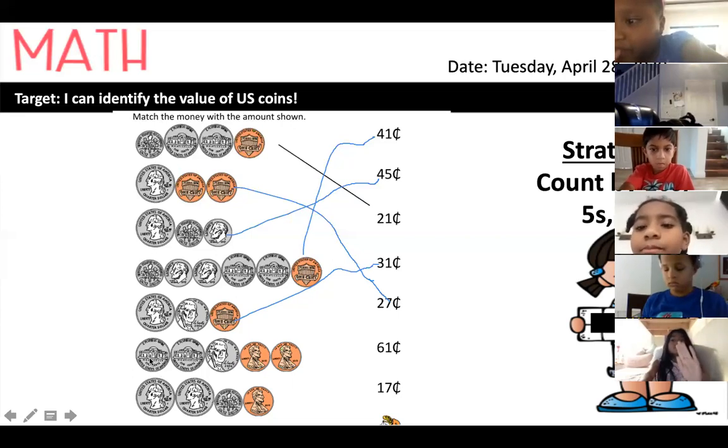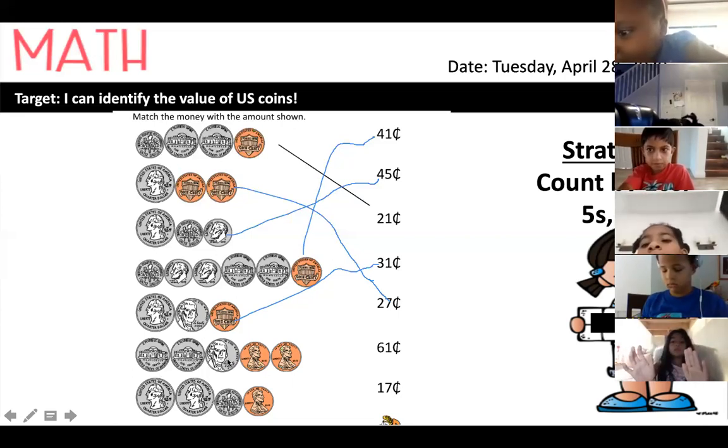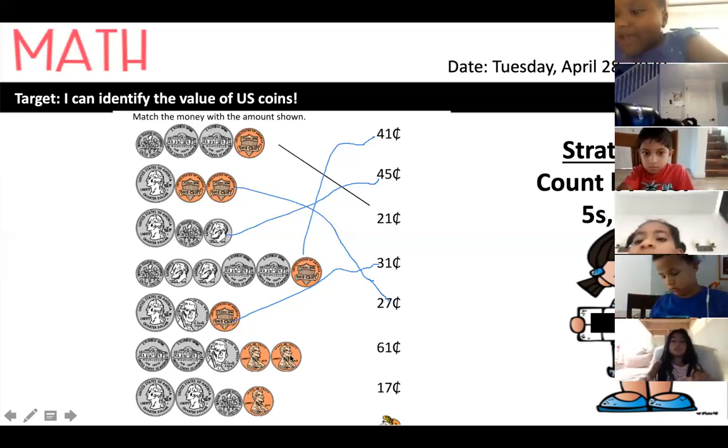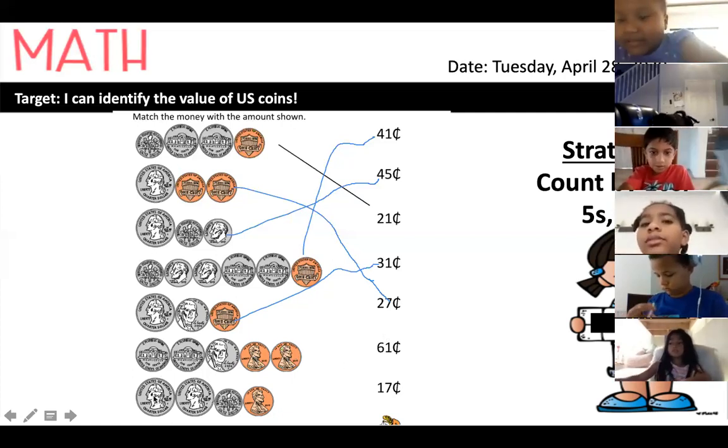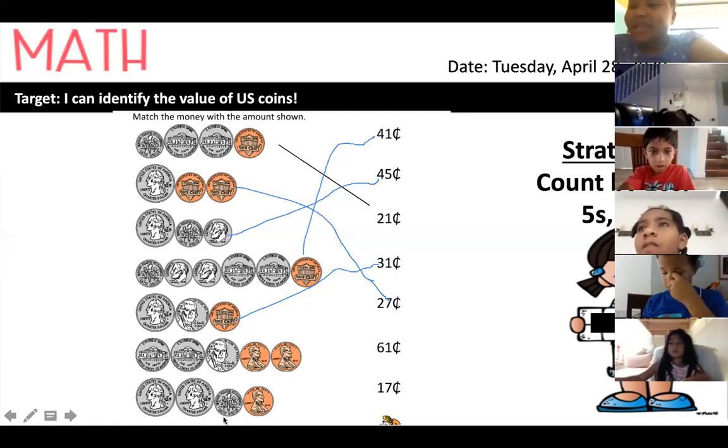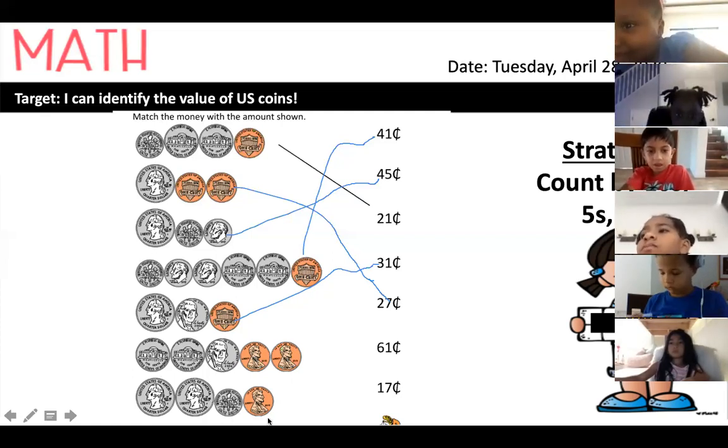Let's count together. 5, 10, 15, and then we have pennies. So this would be 16 and 17. Okay, good job. Let's look at these two. So these are 2 quarters. This is a dime and this is 1 penny.